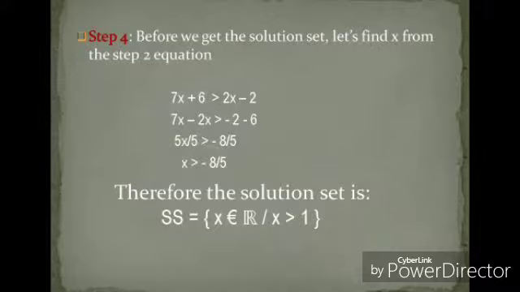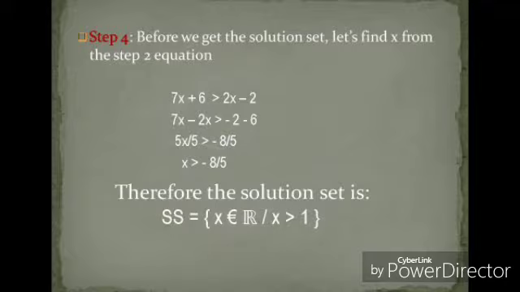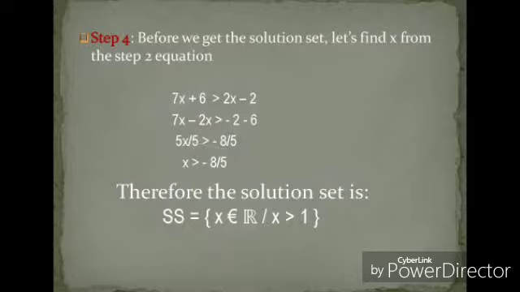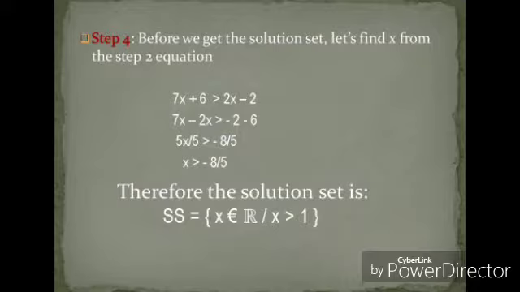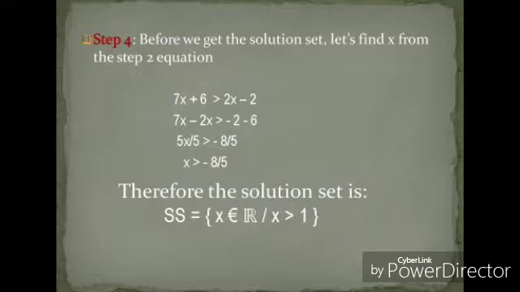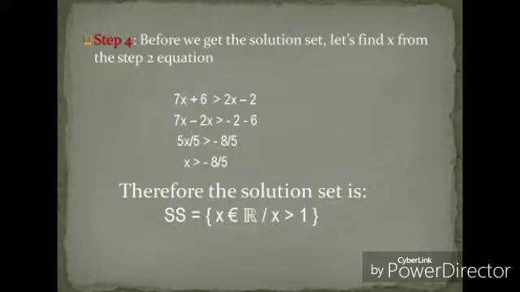Negative 2 on the right side will be copied. But the positive 6 from the left side becomes negative 6 on the right side. So in step 2, 7x minus 2x is greater than negative 2 minus 6. Third step. In the step 2 equation, 7x minus 2x on the left side, when solved, becomes 5x. On the right side, negative 2 minus 6, when solved, is negative 8. So our equation in step 3 is 5x is greater than negative 8.